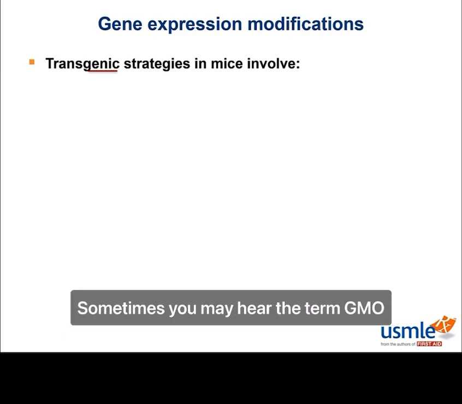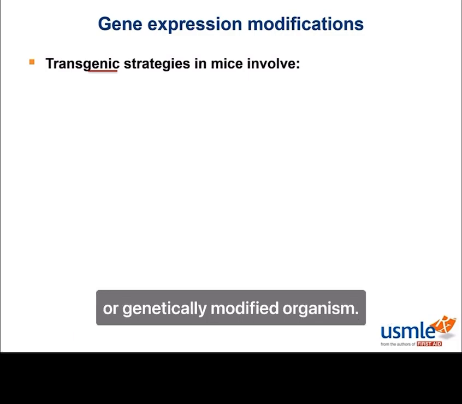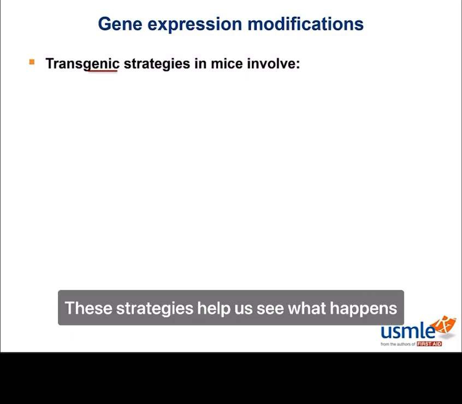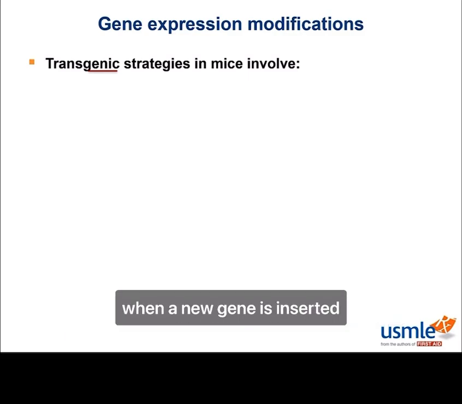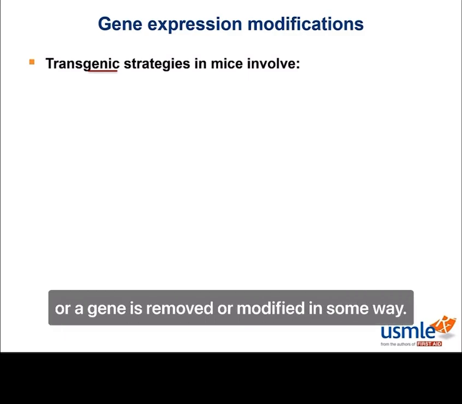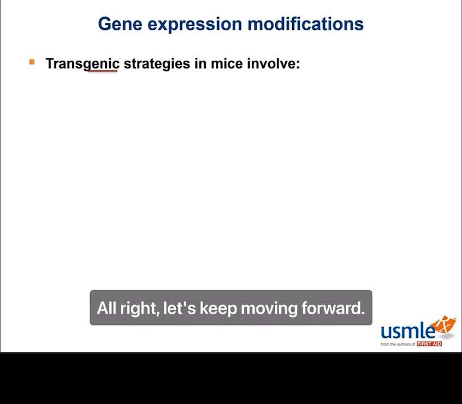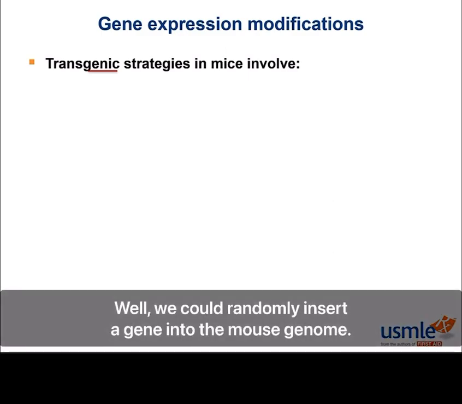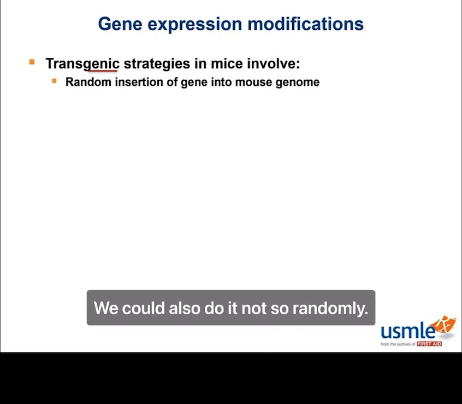Sometimes you may hear the term GMO, or genetically modified organism. These strategies help us see what happens when a new gene is inserted or a gene is removed or modified in some way. All right, let's keep moving forward. What type of strategies are there? Well, we could randomly insert a gene into the mouse genome. We could also do it not so randomly.